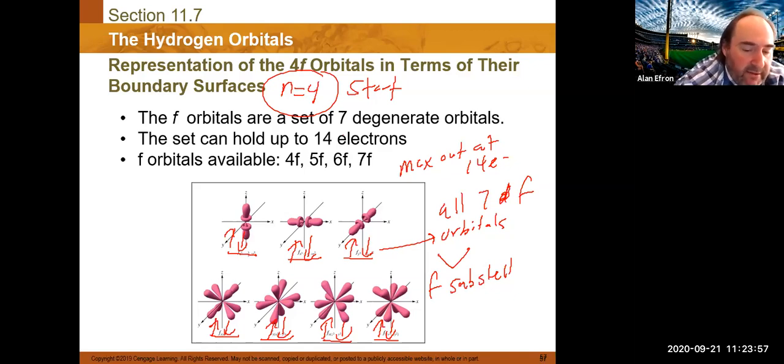And lastly, on the 4th energy level, that is where we first see the f orbitals appear. There are 7 different f orbitals that make up the f subshell, and if you fill that out, you could have 14 electrons. So those numbers, 2, 6, 10, and 14, are really important for when we're writing electron configurations.